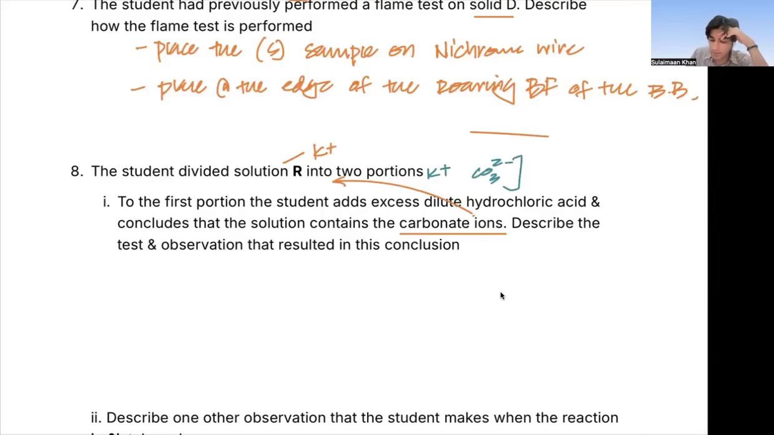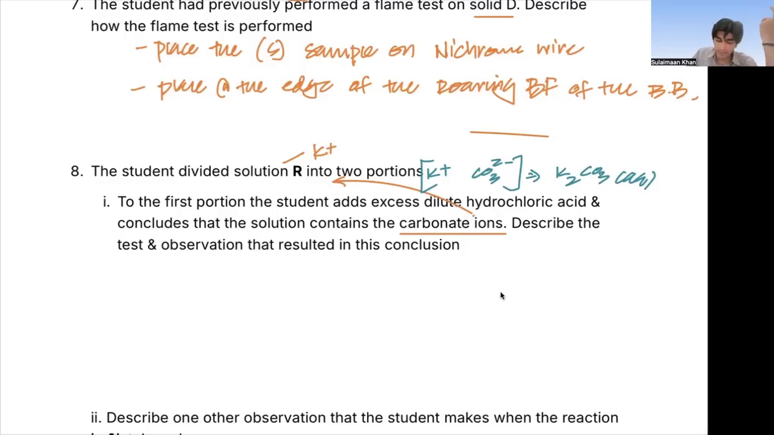Effectively, what is solution R? Solution R is potassium carbonate. ऐसी है. Done. It is. Now he has concluded. उसने conclude कर लिया कि carbonate ion. Describe the test and observation that resulted in this conclusion. Which observation and test resulted in this conclusion?